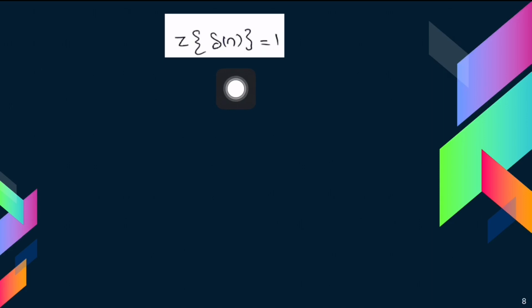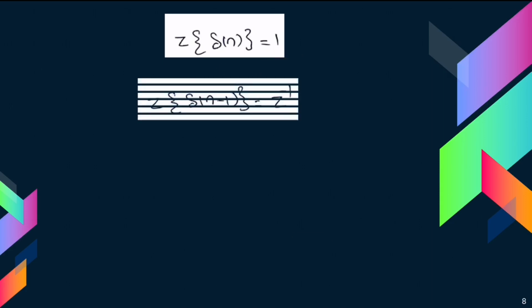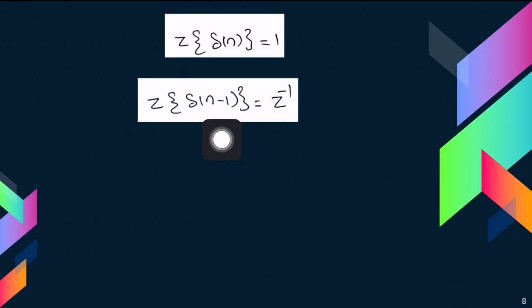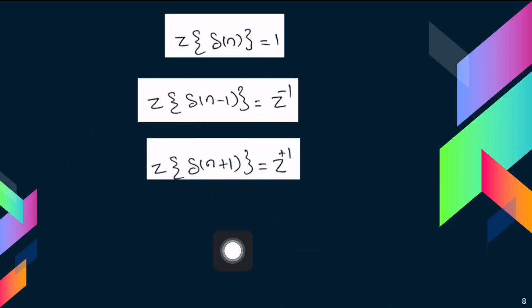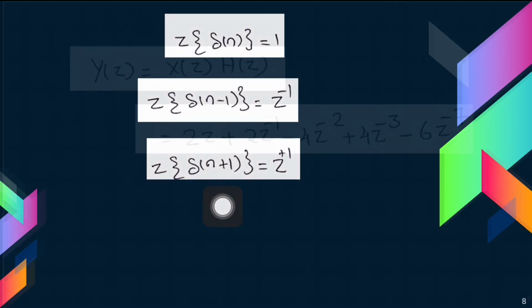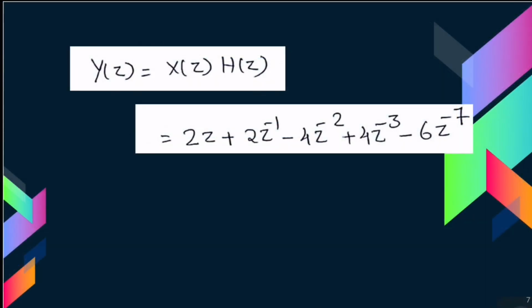We know Z transform of unit impulse del of n is 1. Then by using time shifting property, we can write Z transform of del of n minus 1 as z raised to minus 1 and that of del of n plus 1 as z raised to 1. Or in other words, we can say that inverse Z transform of 1 is del of n, that of z raised to minus 1 is del of n minus 1 and that of z raised to 1 is del of n plus 1. Based on this, we are going to find inverse Z transform y of n from this y of z.